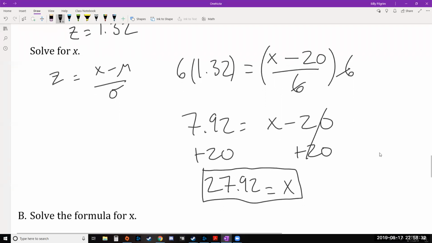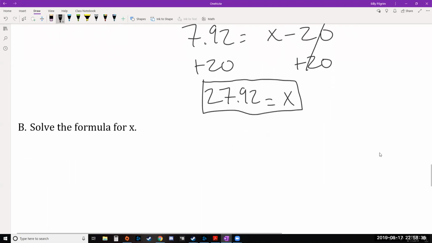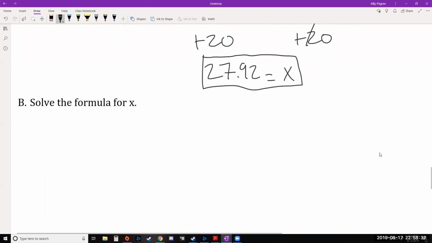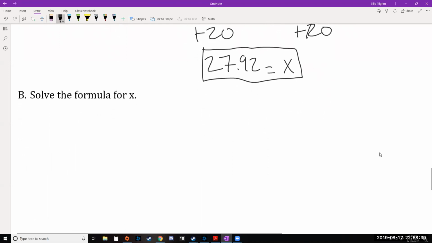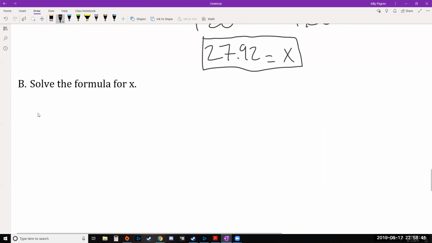Now, that was a very specific case where we had a z, a mean, and a standard deviation, and then we solved for the raw score. The formula itself is, let me just rewrite it one more time. This formula is solved for z, right? So basically given x, the mean, and the standard deviation, what is z? But we can do algebra on this formula itself and solve it for x instead.